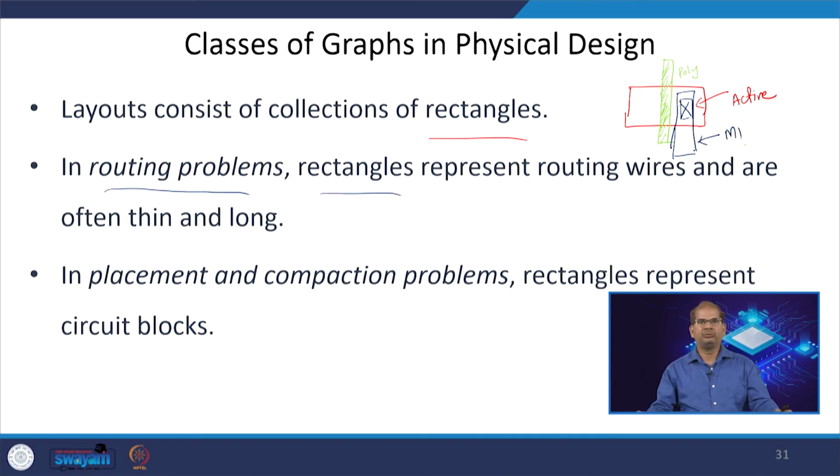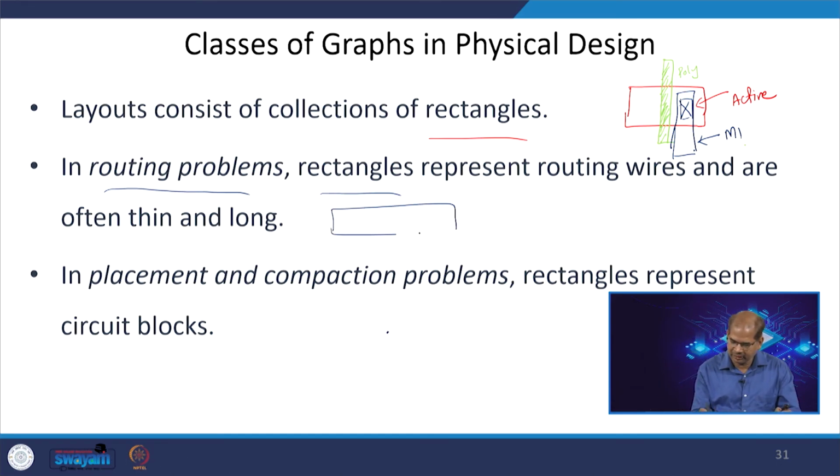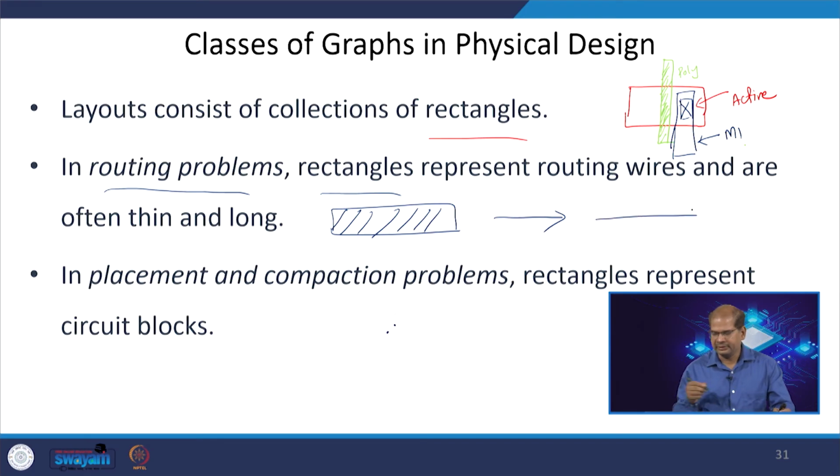In case of routing algorithms or routing problems, we have rectangles which represent routing wires, and often these are very thin and long. So, the thin dimension we can reduce. Let us say this is a metal; because the width is the same, we can represent this as a line. So, we will abstract out the width of the metal.